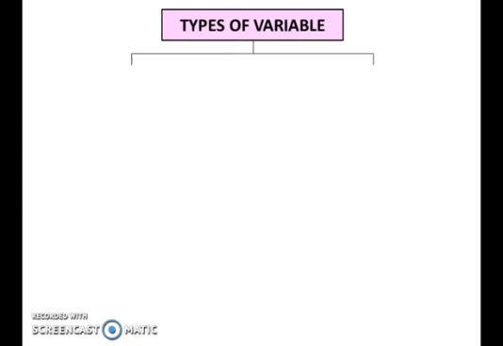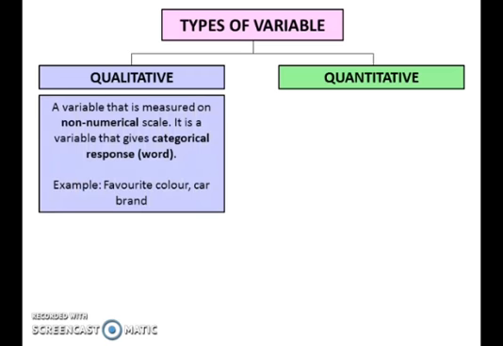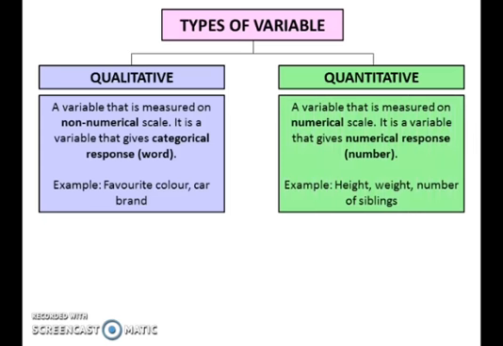There are two types of variable, namely qualitative variable and quantitative variable. Qualitative variable is a variable that is measured on non-numerical scale. It is a variable that gives categorical response. On the other hand, quantitative variable is a variable that is measured on numerical scale. It is a variable that gives numerical response.